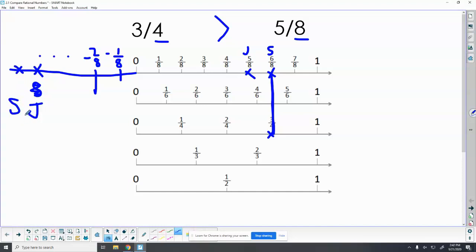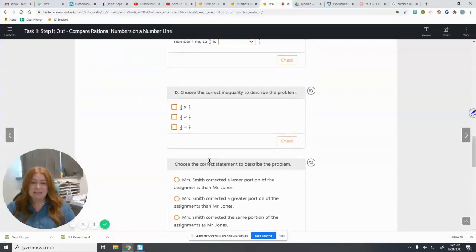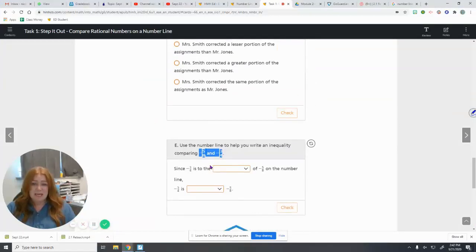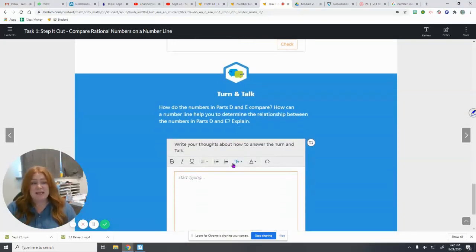If we're going the other way, that flips them because the one to the right always has more. So if I compared -6/8, that is less than -5/8. So when we take their opposites, it actually flips everything around. And then your turn and talk asks you to look at parts D and E and tell me what happens when we use the negative signs in front of them. What happened to that problem there?